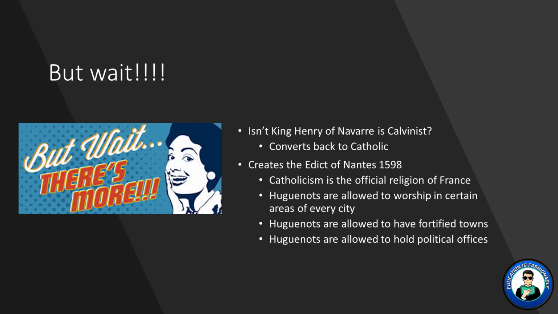And he goes ahead and makes some decisions that free up some of the tension between the two religious sides with the Edict of Nantes. Now that's going to actually be taken apart when he's a Bourbon. When we get to one of his grandchildren, King Louis XIV, he's going to throw the Edict of Nantes in the trash, but that's a lesson later down the road. So basically, Catholicism is the religion of France, the official religion of France.